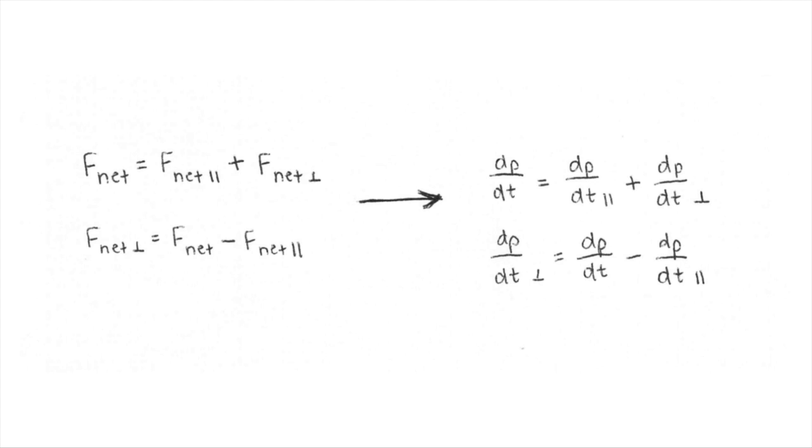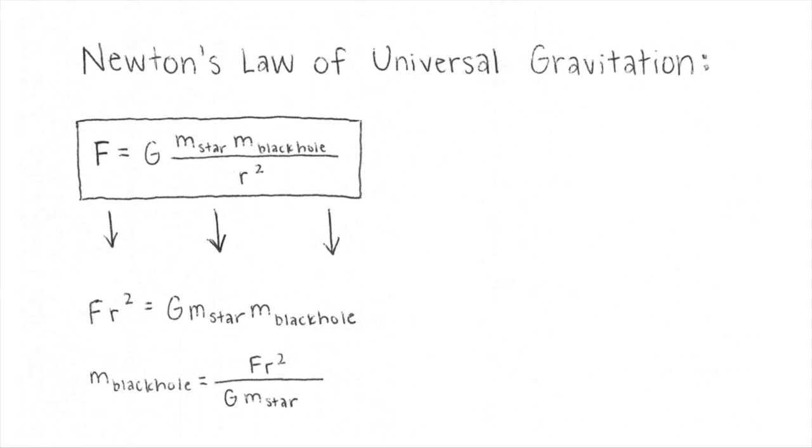The perpendicular component is found in a similar way, this time by subtracting the parallel component from the total net force. The remainder is the value of the perpendicular component of the net force, and thus the perpendicular component of the change in momentum. After finding the components of the net force, the next step to finding the mass of the black hole is to apply the universal gravitational principle. The standard equation is net force equals the universal gravitational constant times the mass of the star times the mass of the black hole divided by the distance between the two squared. I then solved for the mass of the black hole.